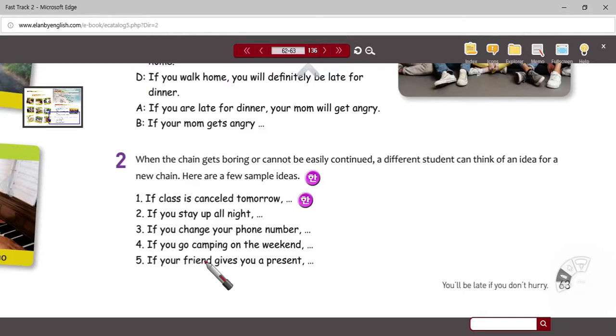So try it with these other prompts right here. I won't review these, but this is a good opportunity to practice the questions out loud. So do that on your own and practice that. And when we're finished, I'll see you on page 64.